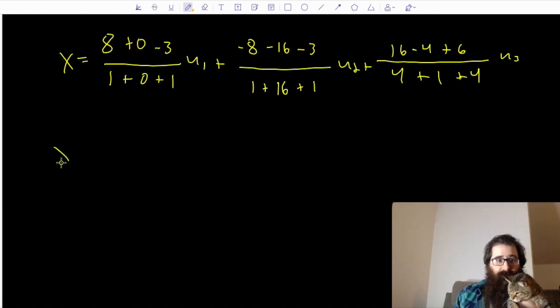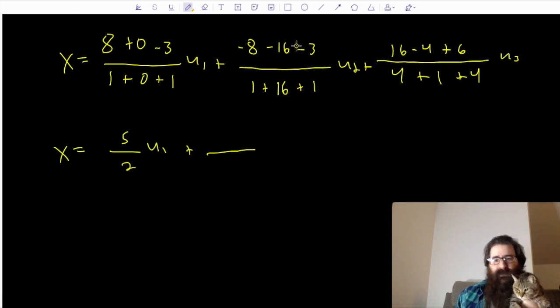So here x is equal to, we have 8 minus 3 gives me 5 over 2 times u sub 1, plus, here on top, I have negative 8, negative 16, and negative 3. So negative 16 minus 3 gives me negative 19. So let's just call that maybe negative 20, but remember I gotta kick back 1. So then negative 28, but it's really negative 27.